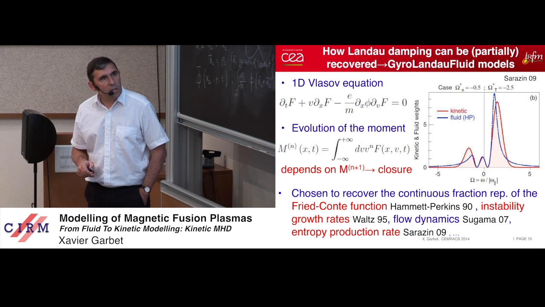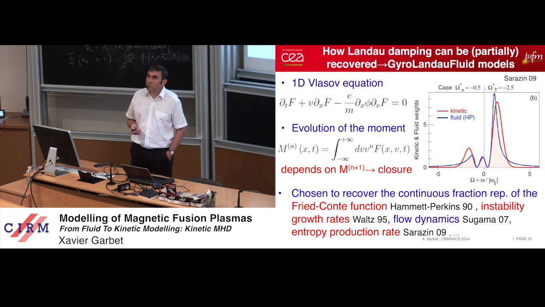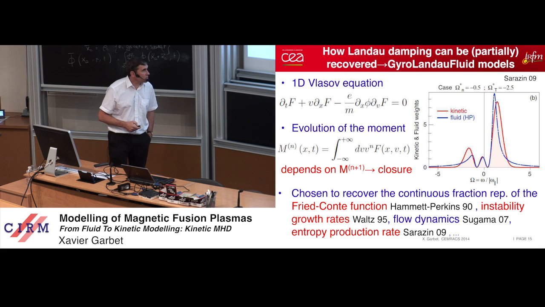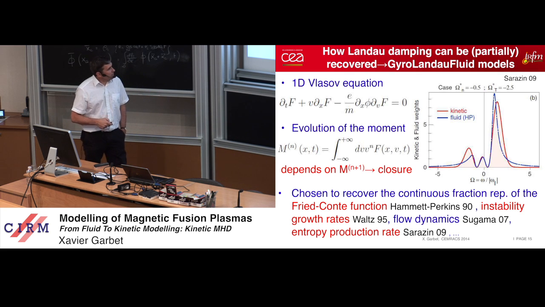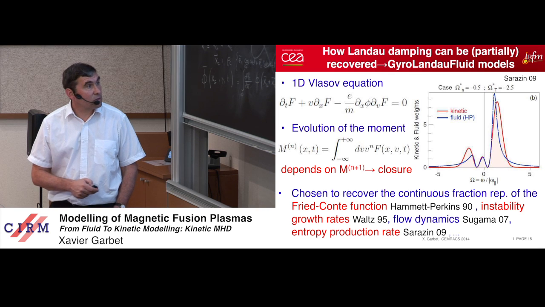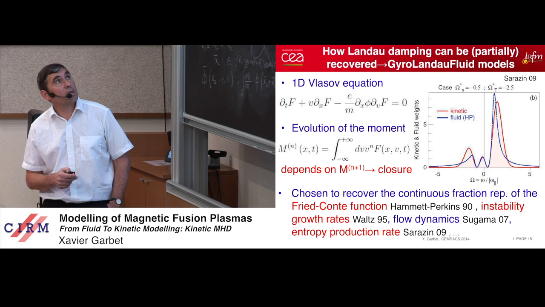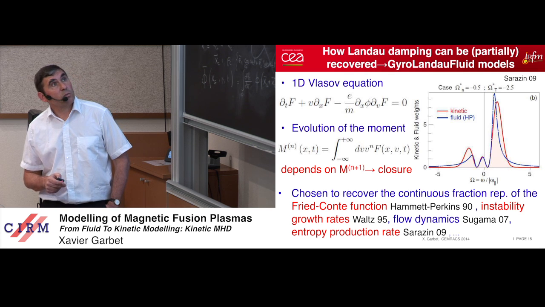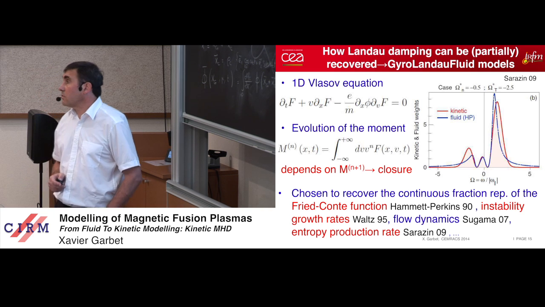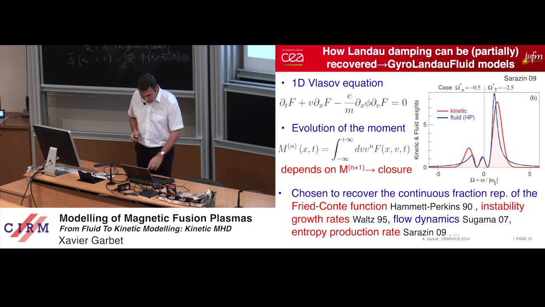You can also match your closure in order to find the right flow damping, in particular of the so-called zonal flows in tokamaks. That was the spirit of the work by Sugama. But you can also try to match the entropy production rate. It turns out that in that case, you actually recover exactly the same as Hammett-Perkins. And that's an example where you compare the kinetic entropy production in red and the fluid results here as a function of the frequency omega for the linearized problem, right? And you find it's not too bad, it's not perfect as well.